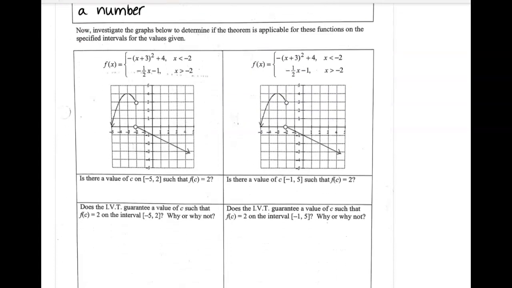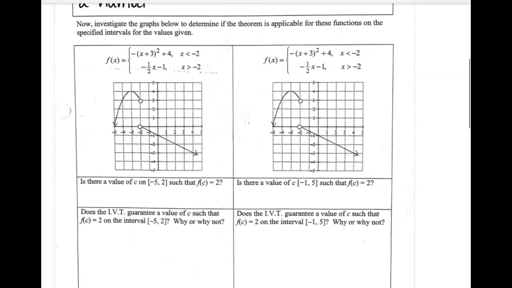So we'll look at these graphs, and we'll see if IVT applies. That's the key, looking for if IVT even can be used. So first, is there a value of C on -5 to 2, so going from here to here, such that f of C equals 2? Is there a spot where f of C is 2? Looks like it. Yes.